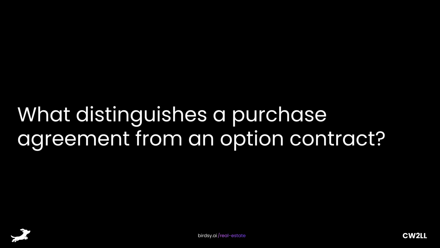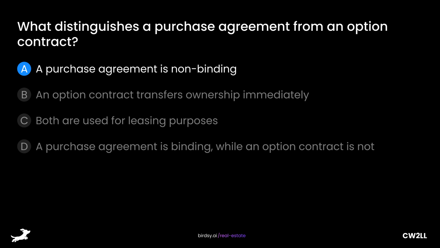What distinguishes a purchase agreement from an option contract? Is it A. A purchase agreement is non-binding, B. An option contract transfers ownership immediately, C. Both are used for leasing purposes, or D. A purchase agreement is binding while an option contract is not? The answer is D. A purchase agreement is binding while an option contract is not.